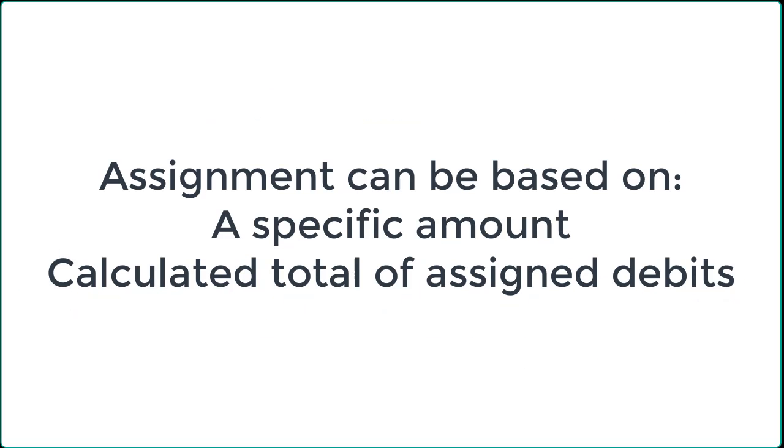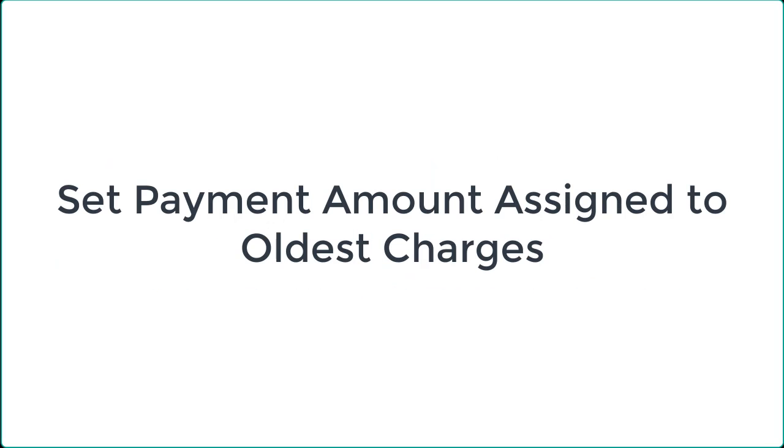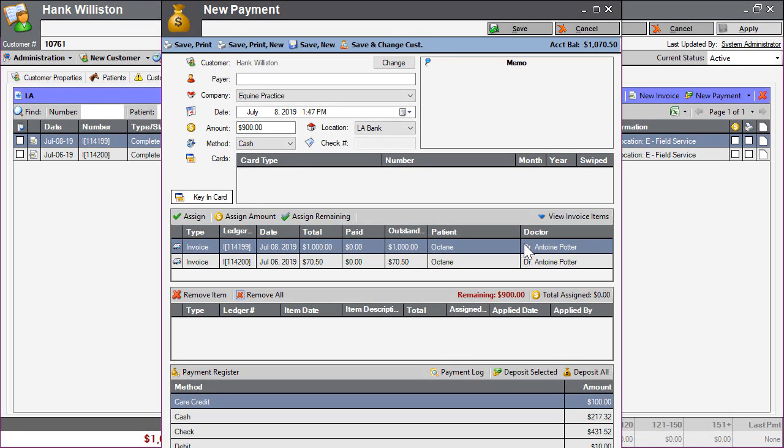Payments can be assigned either based on a specific amount the client is paying or based on the total of the entries that are being paid. The first example will cover a scenario where we have a set payment amount that is being assigned to entries on the ledger. Once we have filled out our required fields for the payment, we can use the assignment section to assign the payment to specific entries on the ledger.